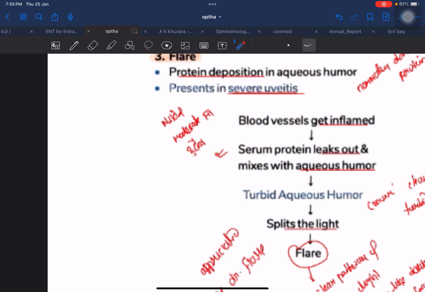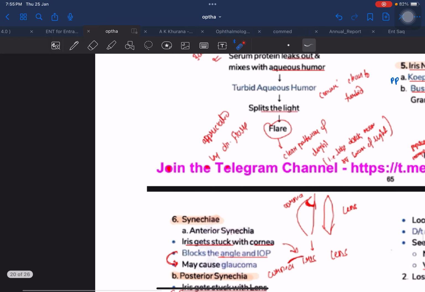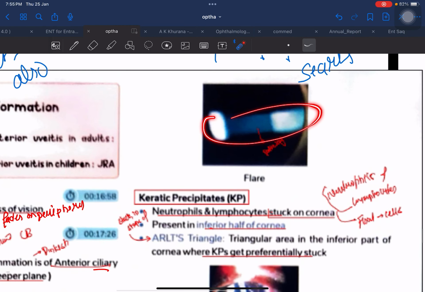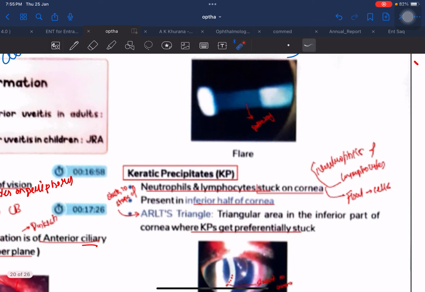In a dark room, if we turn on a torch, we see the beam of light, and flare is seen in such a way, right? Keratic precipitates, we talked about these, are present in the cornea.